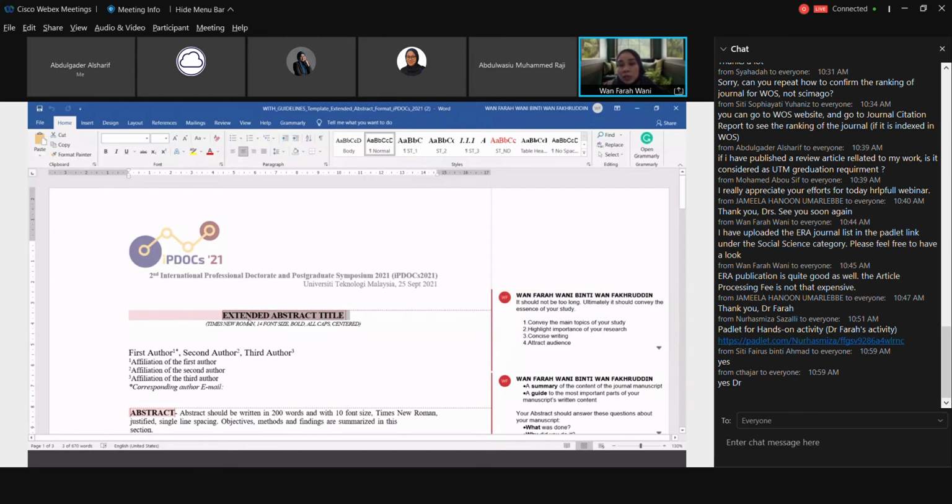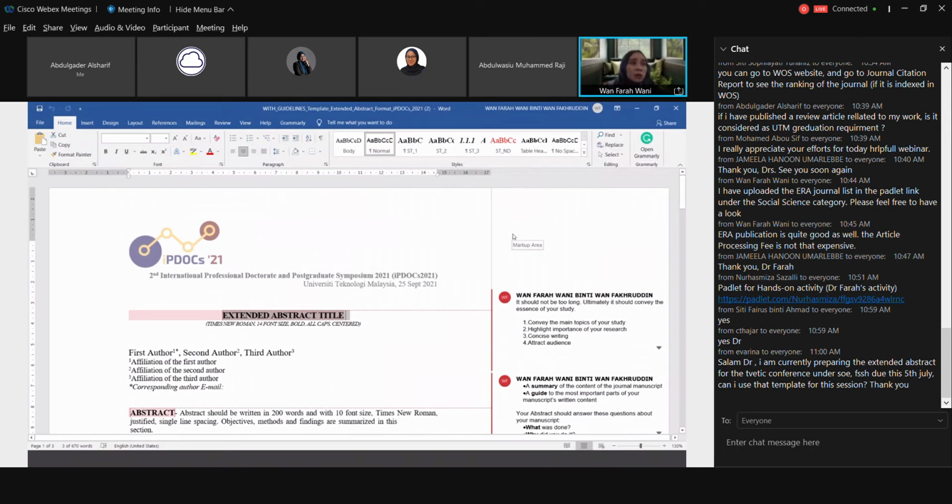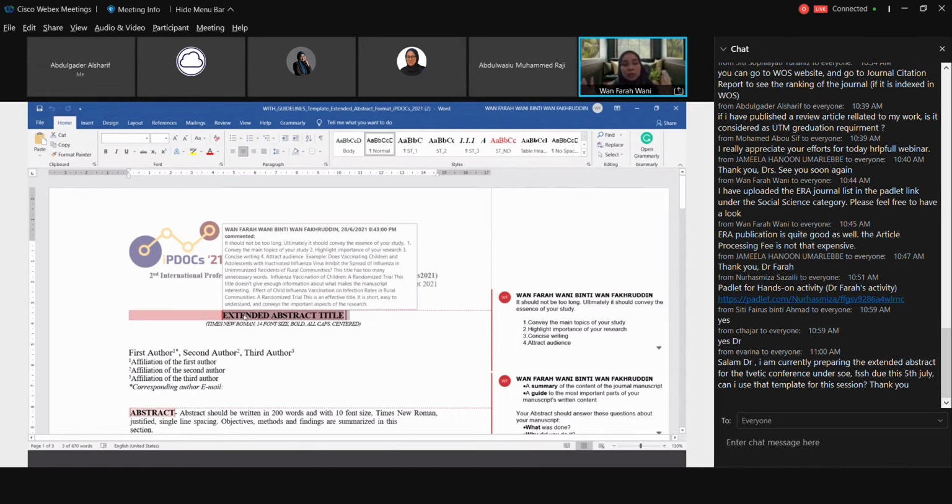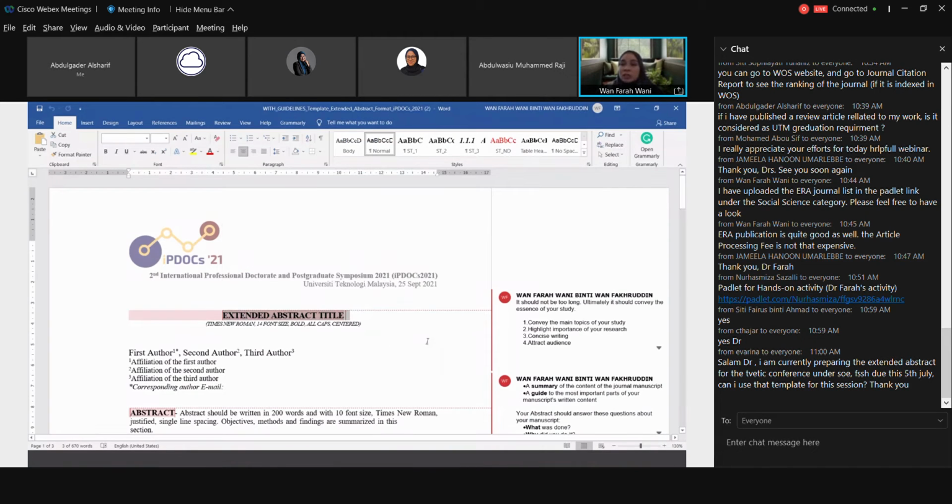So in the abstract title or journal title, it should not be too long. Sometimes people say that you cannot go beyond 15 words. But it depends on the context of the journal. Sometimes I do find engineering papers that have a long title. It should not be too long, but ultimately it should encapsulate or cover the essence of your study, in the sense that you have covered the main topics of your study.